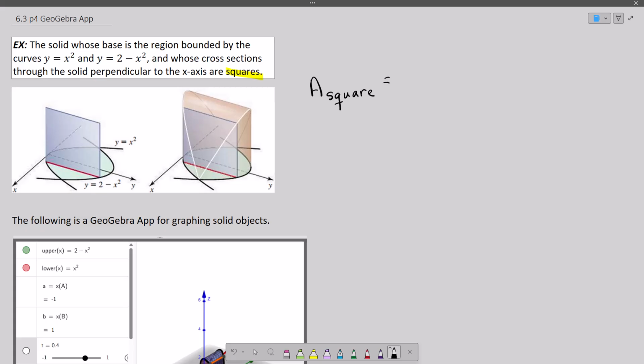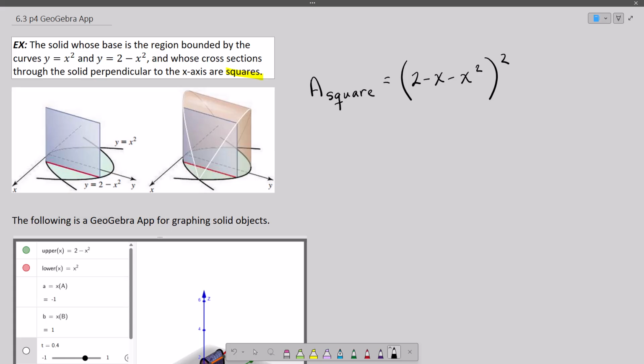So the upper parabola is 2 minus x squared. So we have 2 minus x squared minus x squared. Everyone agree that that's going to be the length of that red line right there? It's the distance between those two parabolas. It's the upper curve minus the lower curve, so that should give us the distance between them. And then if we want the area of the square, we're just going to square that. Everyone okay with that?